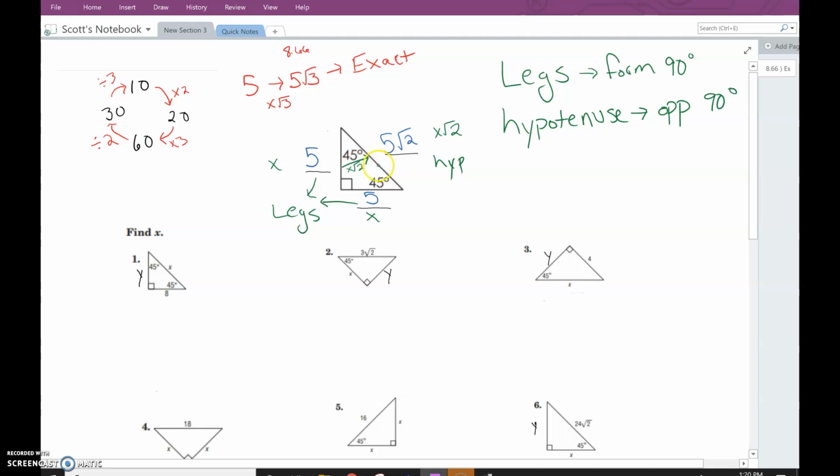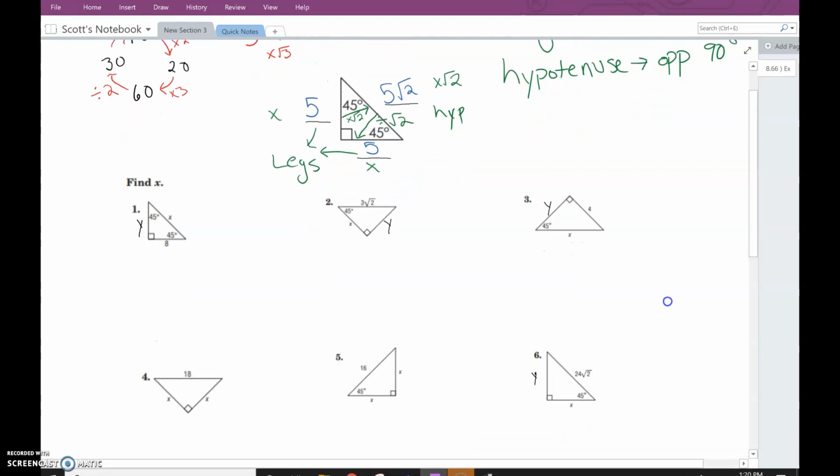If I go this way and start from the hypotenuse and go to a leg, now this square root of 2 is getting smaller. See how this is going away? So my pattern is I'm going to divide by the square root of 2. Step 1 is know where I'm going. Step 2, what's my operation?